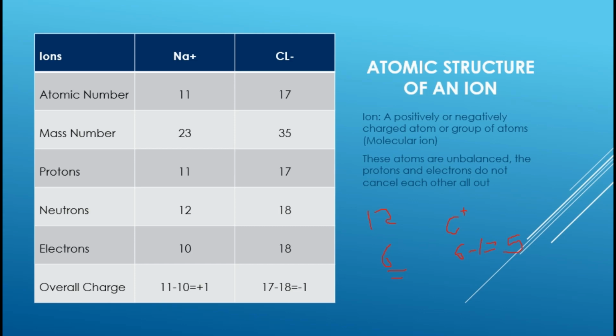Therefore, it will be able to take on another electron to become stable again. And that's why it's the only way to be able to have a chemical reaction. But now let's go back to the main idea of an ion.